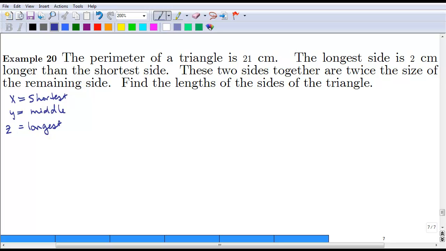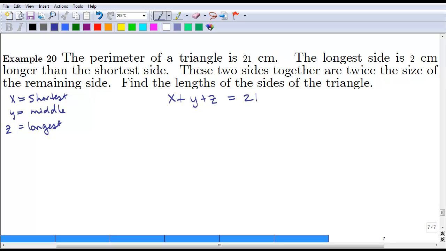The perimeter of a triangle is 21 centimeters. Take a second and think about what that means. The perimeter means that we add all three of these sides together, and that sum has to be 21.